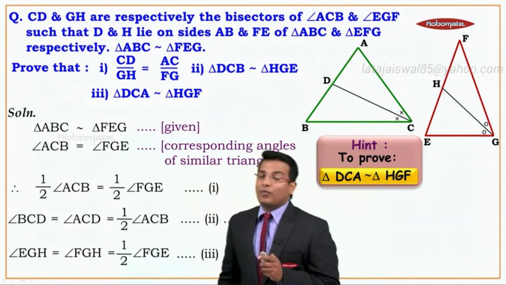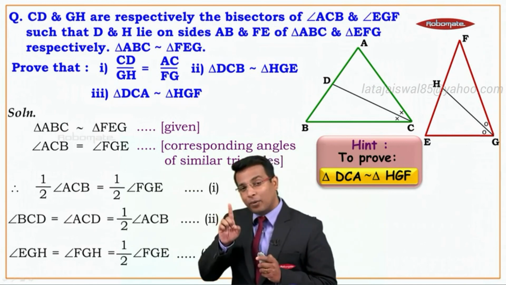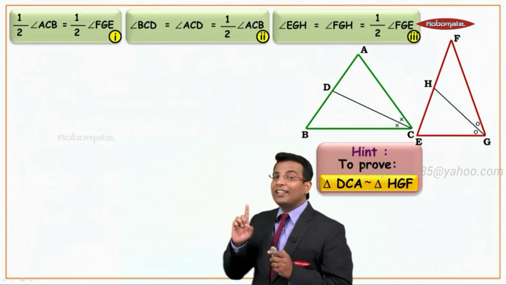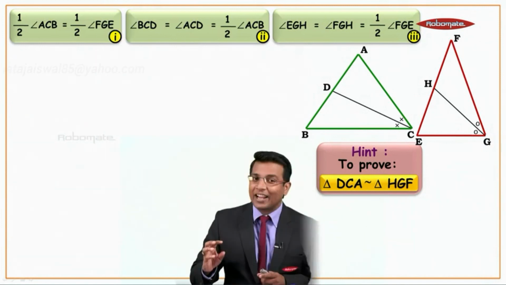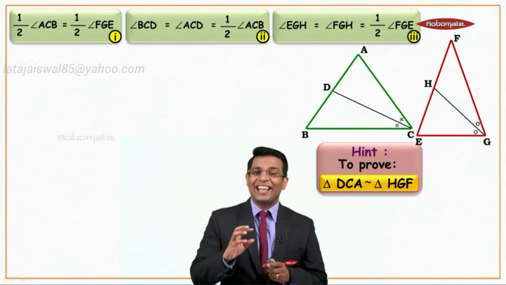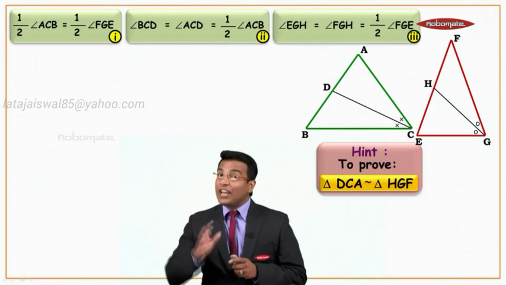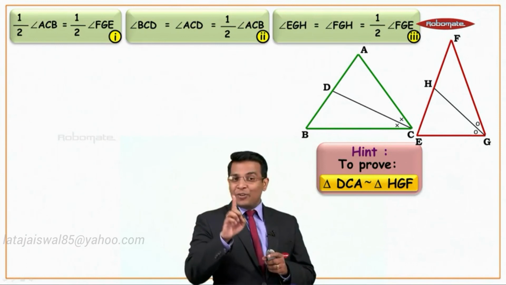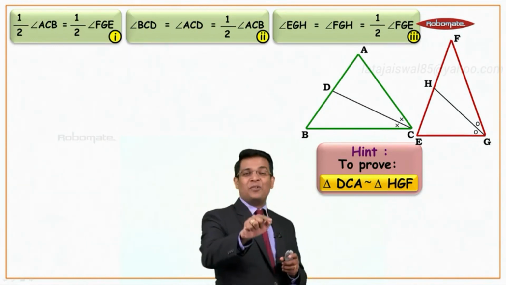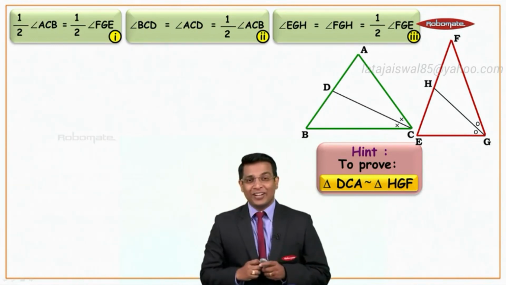Now we have all these 3 statements. We have statement number 1, statement number 2 and statement number 3, and this is going to help us prove that triangle DCA is similar to triangle HGF. We need to get these two triangles similar, and believe me, I have given you the 3 statements and I know that you can do it. Now I want you to try it on your own. I'll be back.